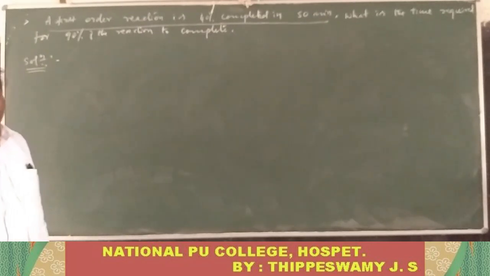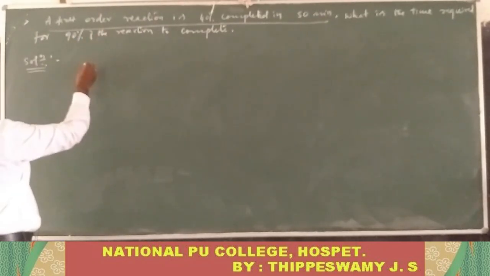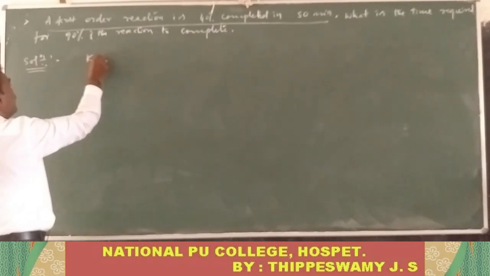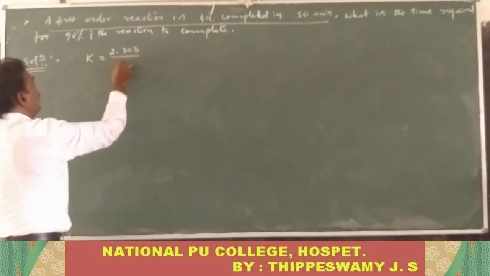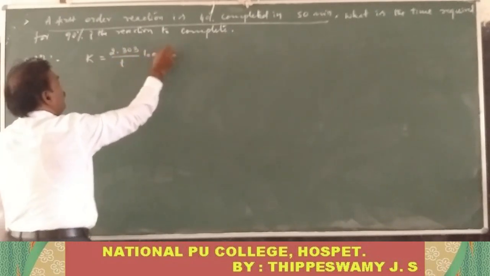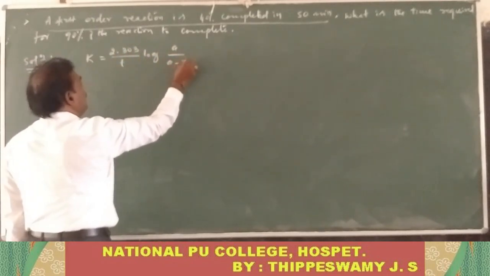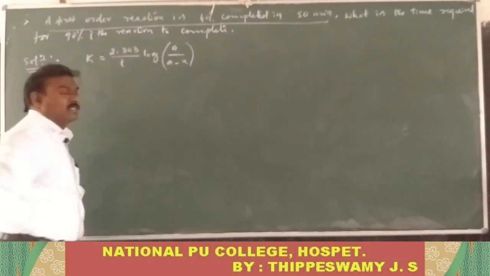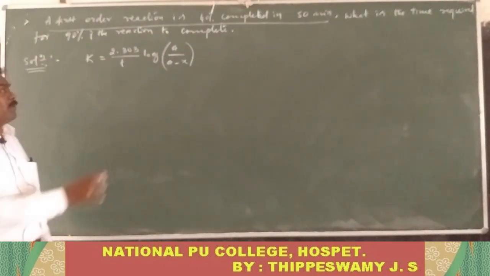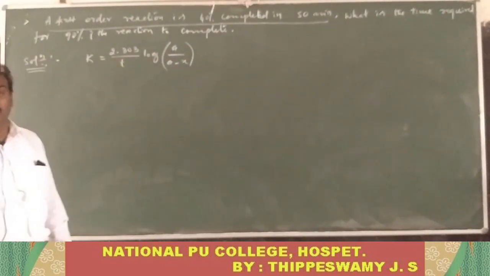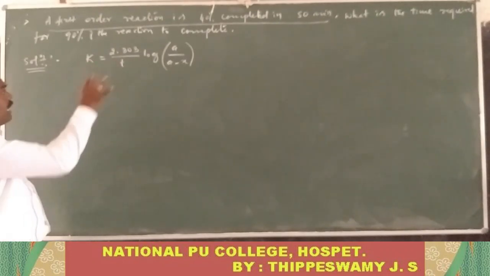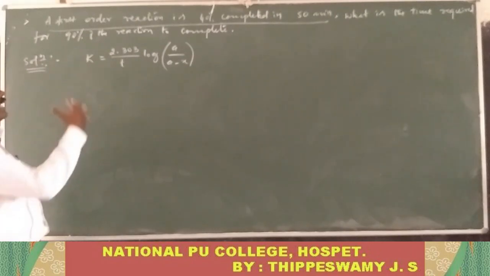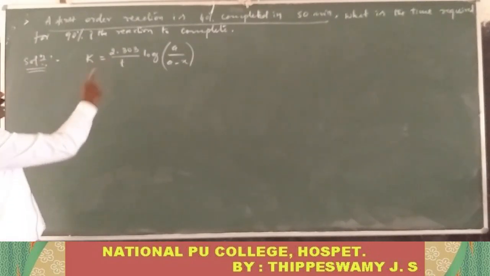Okay, now we will solve this one. Using this data, first we calculate the rate constant: k is equal to 2.303 divided by t into log of a divided by a minus x. Whenever you solve this kind of problem, first study the numerical, understand the data given, and write the correct formula. For this, 1 mark will be allotted.